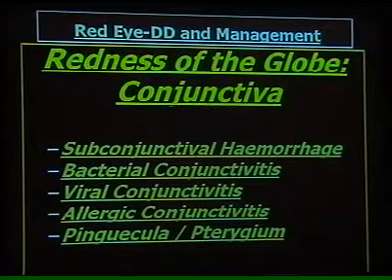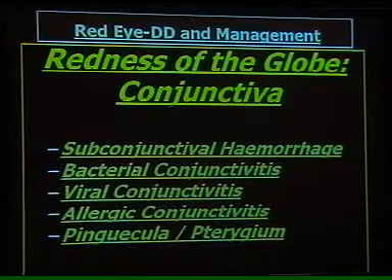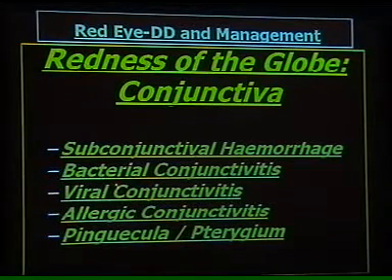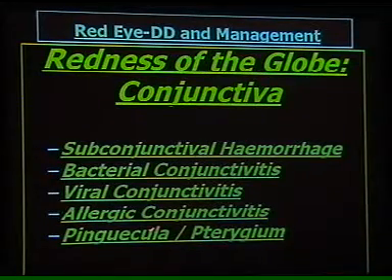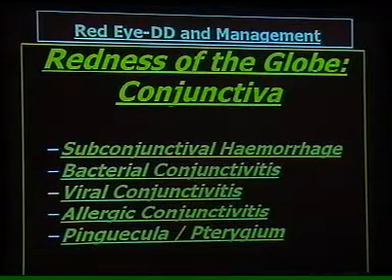we start from the conjunctiva. Now there are a number of conjunctival conditions that can give rise to red eye. The commonest being bacterial or viral conjunctivitis, and a non-infective inflammatory condition is allergic conjunctivitis, and some degenerative conditions. But subconjunctival hemorrhage is a common presentation.